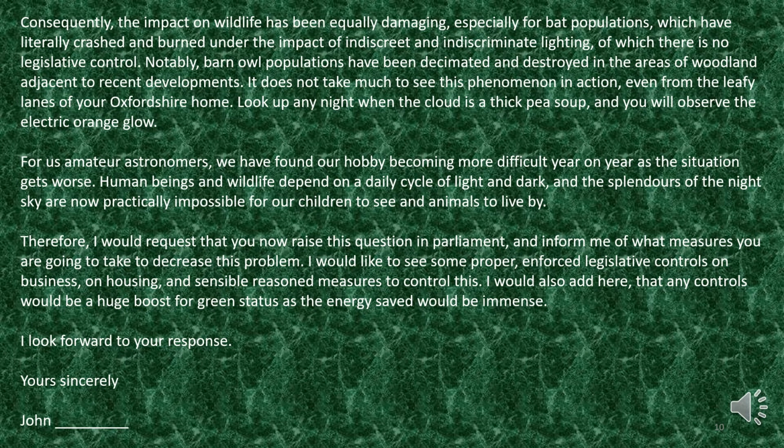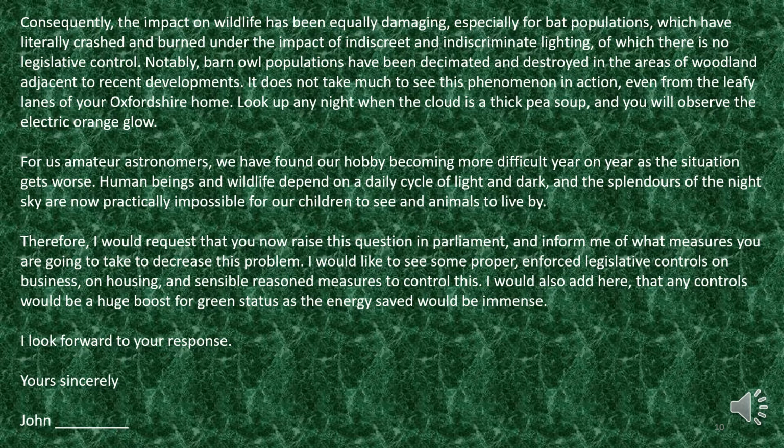Consequently, the impact on wildlife has been equally damaging, especially for bat populations, which have literally crashed and burned under the impact of indiscreet and indiscriminate lighting, of which there is no legislative control. Notably, barn owl populations have been decimated and destroyed in the areas of woodland adjacent to recent developments. It does not take much to see this phenomenon in action, even from the leafy lanes of your Oxfordshire home. Look up any night when the cloud is a thick pea soup and you will observe the electric orange glow.